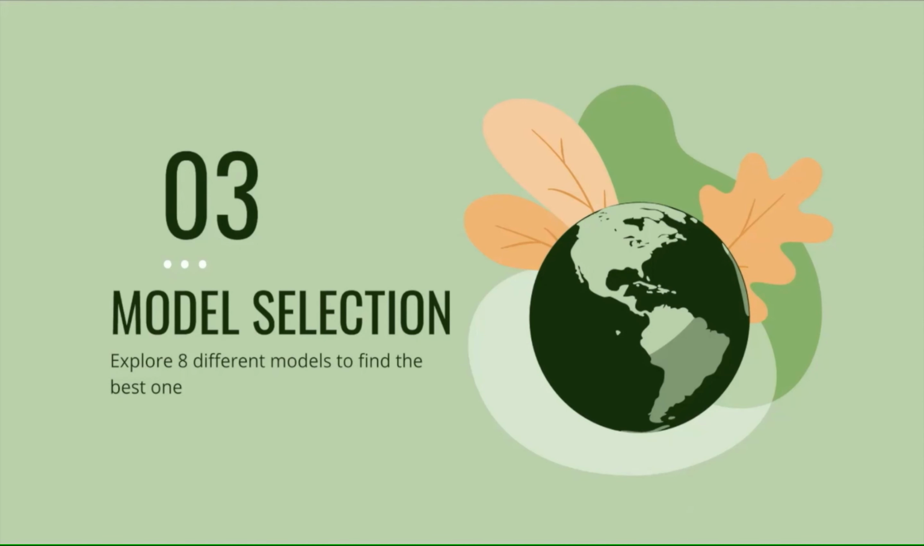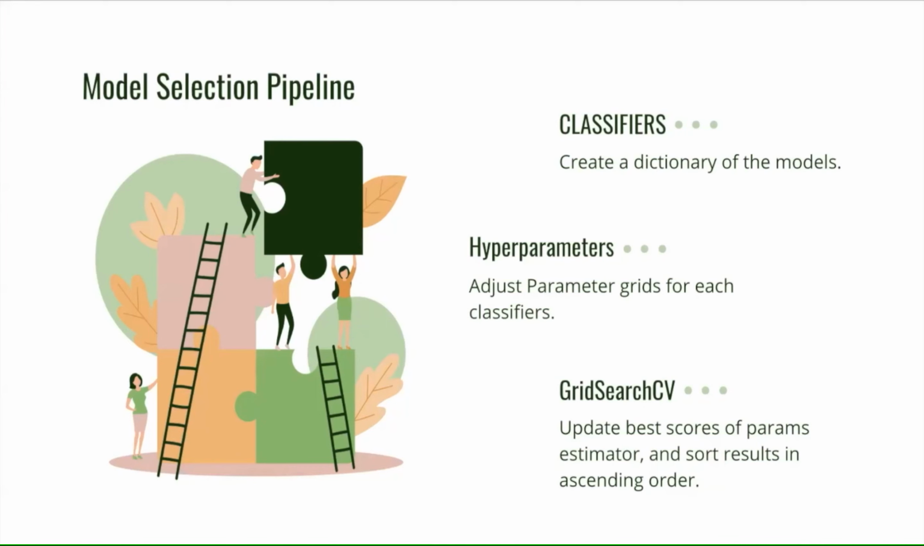Now let's talk about model selection. We explored 8 different models to find the best one for our project. The pipeline is that firstly, we create a dictionary of classifiers and adjust hyperparameters for each of them using Grid Search CV. We updated the best scores of the parameters and sorted results in ascending order.